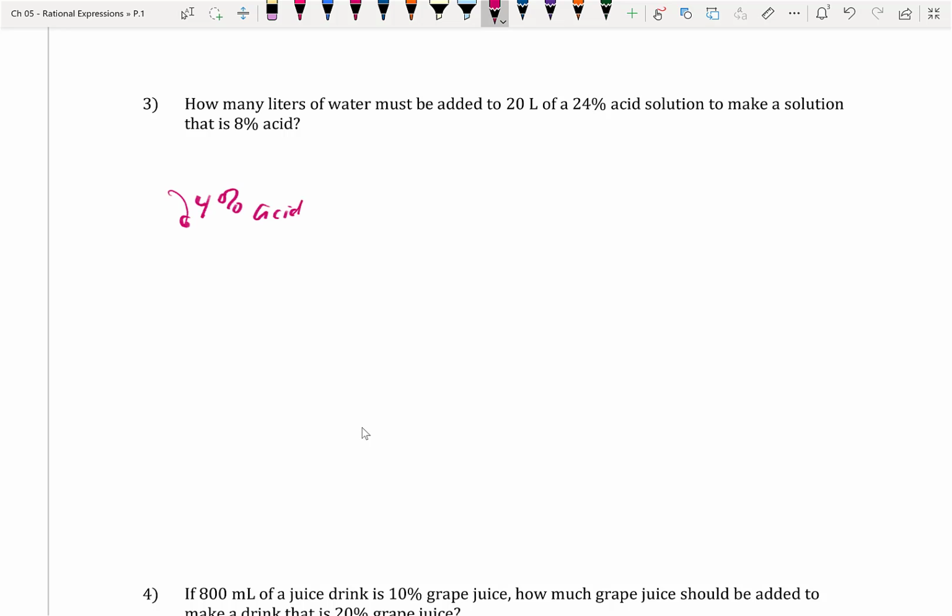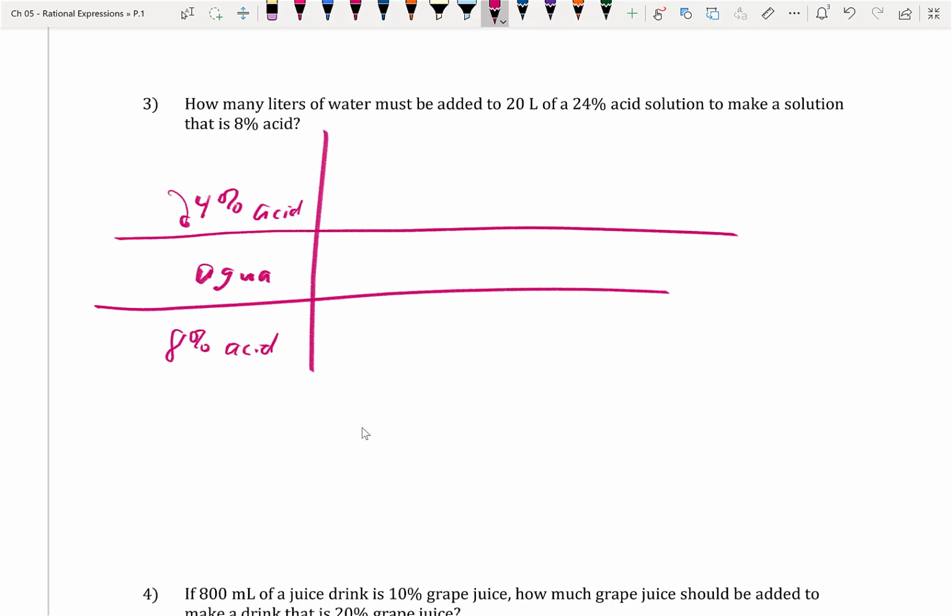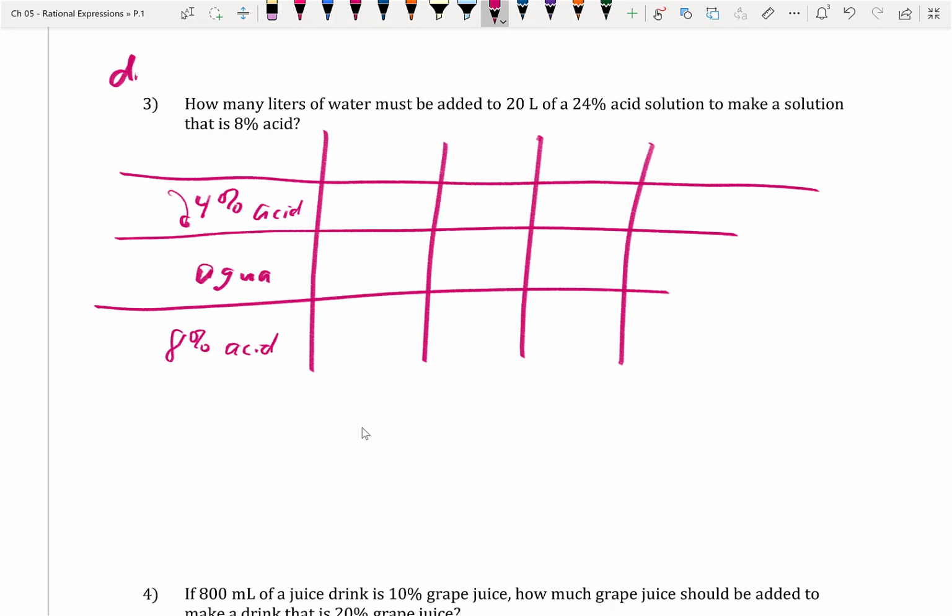Ouchie, that would hurt. What are you adding to that? Water. Agua. And then underneath the water, you're going to make an 8% acid solution. There's a word for this. Yes, this is a dilution.